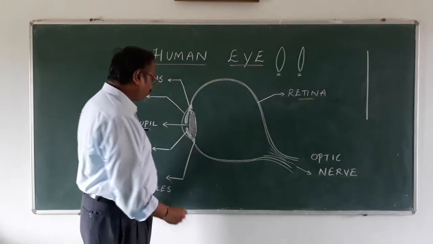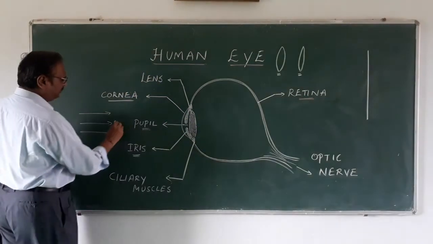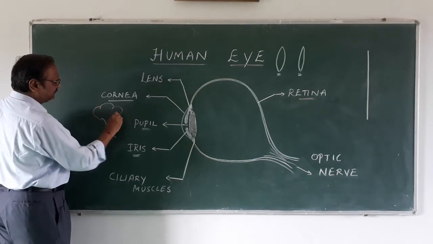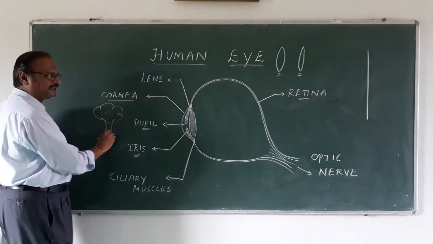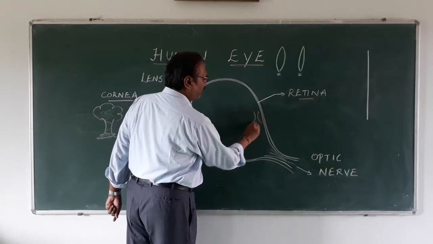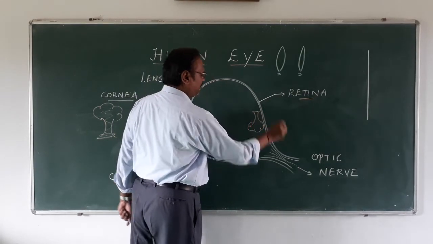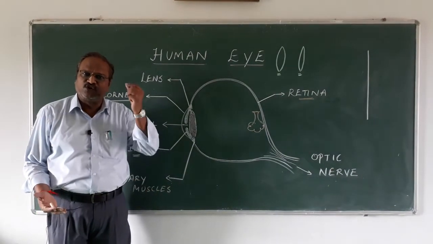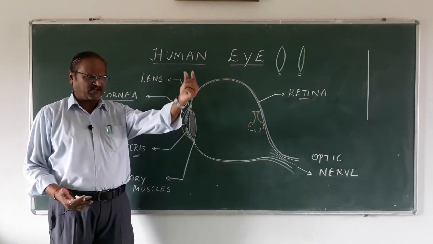Now, how is the image going to be? Suppose, let us say, the tree is like this. Fine. And the image is formed on the retina. It will form an inverted image. But it takes no time. It's a fraction of a second.